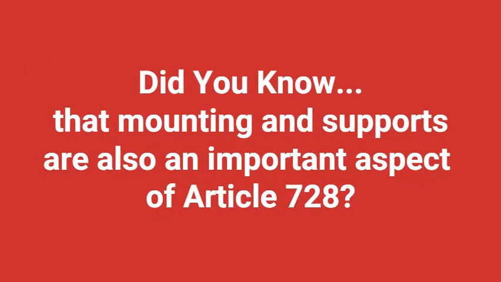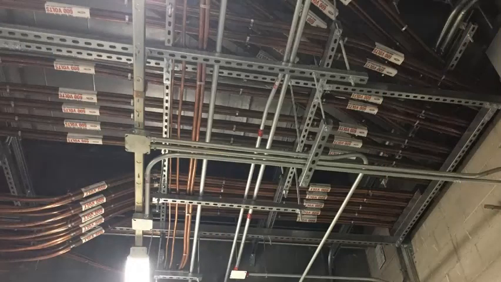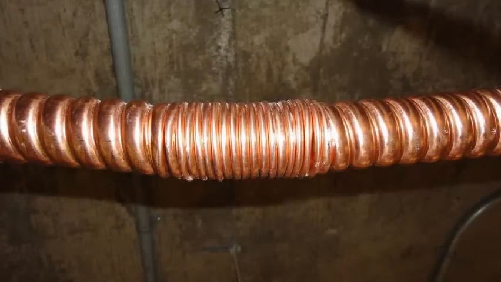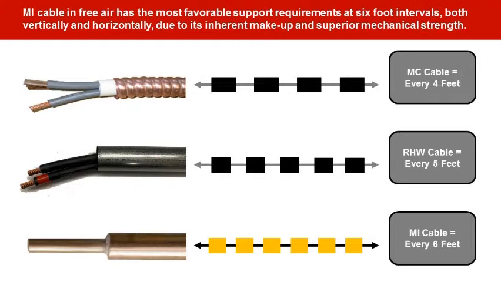Did you know that mounting and supports are also an important aspect of Article 728? It's important to understand that every listed system has its specific requirements for supports. For example, fire-rated MC cable is required to be supported every 4 feet, both vertically and horizontally, due primarily to its outer corrugated cover. Fire-rated RHW cable and conduit has 5-foot support requirements. MI cable in Pyrotenax has the most favorable support requirements at 6-foot intervals, both vertically and horizontally, due to its inherent makeup and superior mechanical strength.